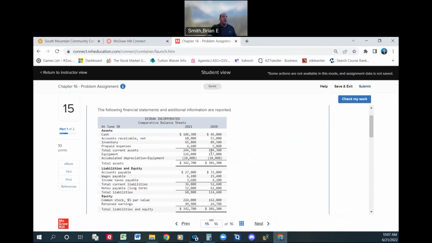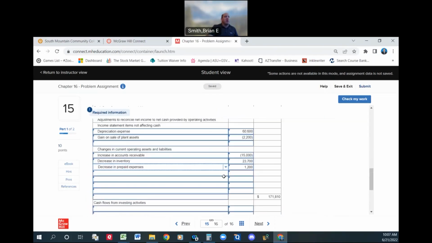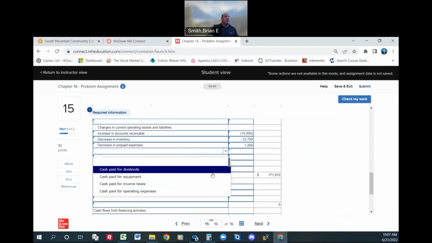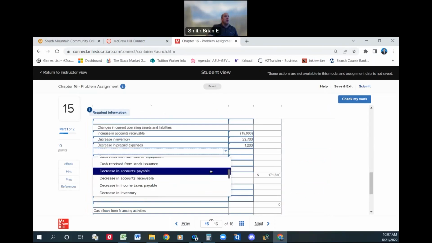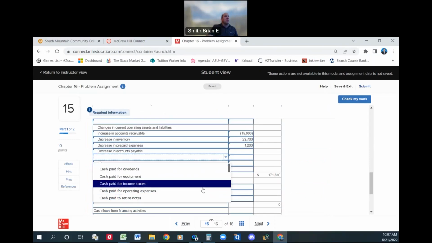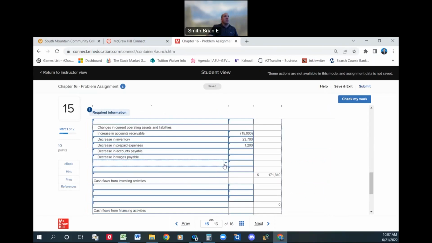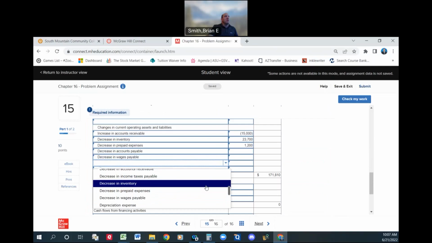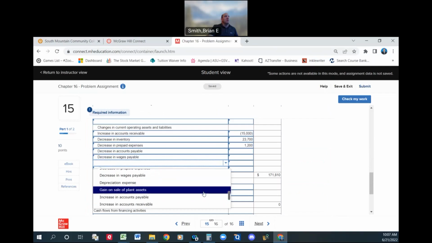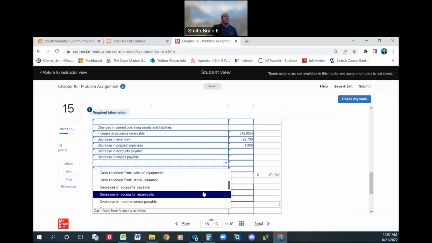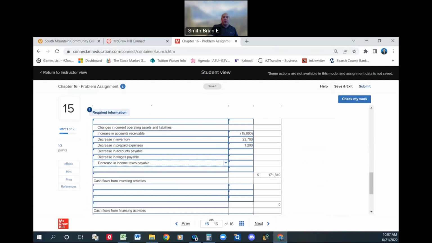Let's go look at our current liabilities. Let's say we have accounts payable, wages payable, and income taxes. Decrease, decrease. They all decrease. So we're going to look for all three of them so it saves us some time. Accounts payable, wages payable, and taxes payable. They all decreased. So decrease in accounts payable, decrease in, was it wages payable, and decrease in income taxes payable, I think it was. Oh yeah, there it is. Income taxes payable.